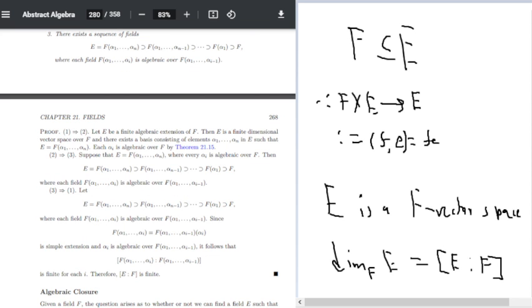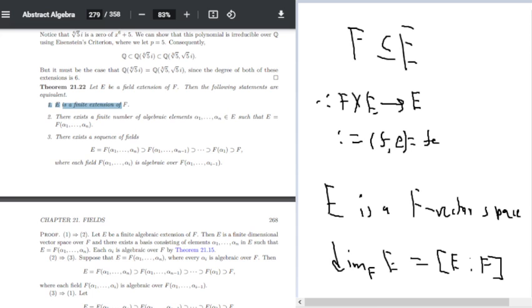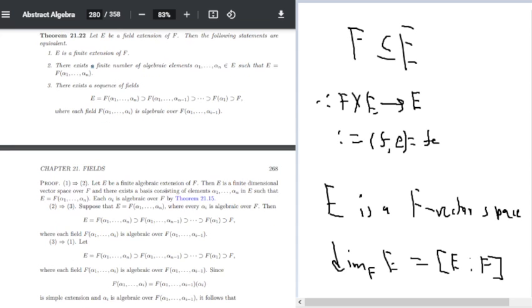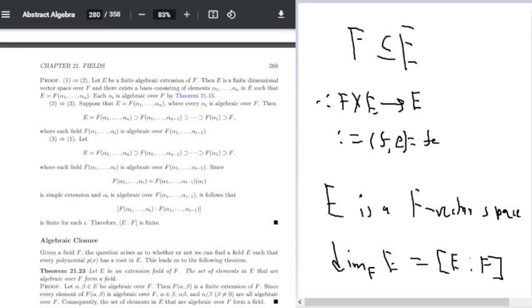Alright, proof. 1 goes to 2. So we're showing that if E is a finite extension, then there exists a finite number of algebraic elements such that E is the smallest extension field. So let E be a finite algebraic extension of F. Then E is a finite dimensional vector space over F, and there exists a basis consisting of elements a1, ..., an in E, such that E is equal to F(a1, all the way to an). Each ai is algebraic over F by theorem 21.15. So 2 goes to 3.